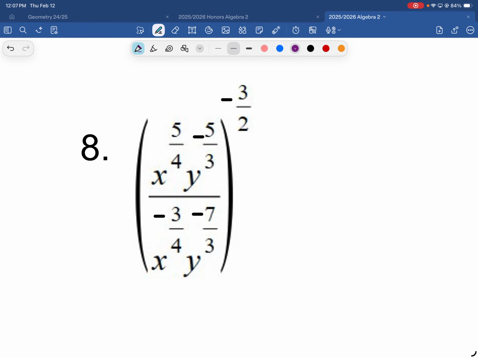Again, reduce this first by subtracting your exponents, and then do the power. There's a lot going on in there. And it's all fractions. It makes it look uglier, doesn't it? It looks scary. Although, they're kind of nice. The denominators are the same, so you don't have to worry about that.